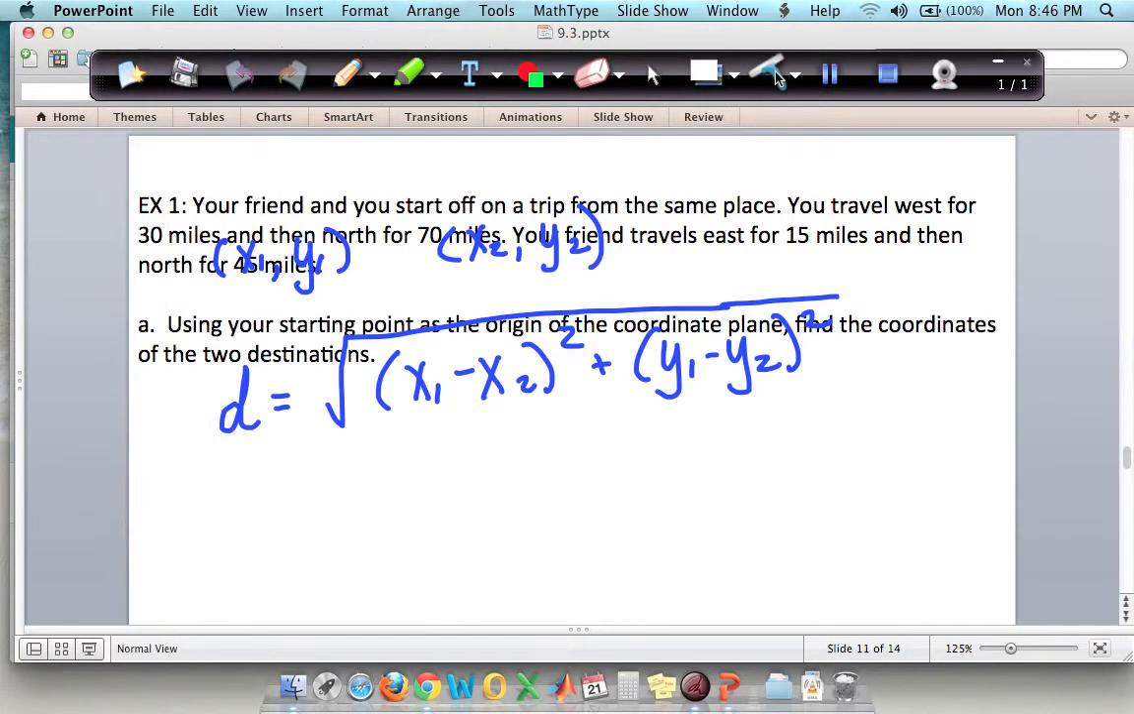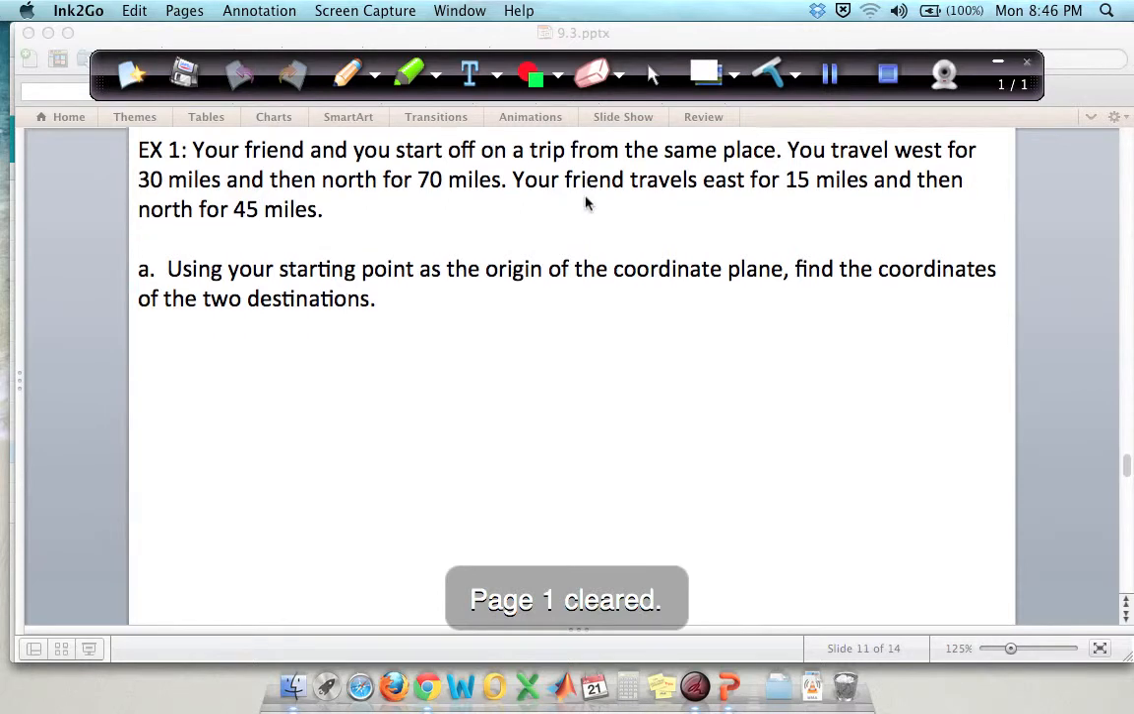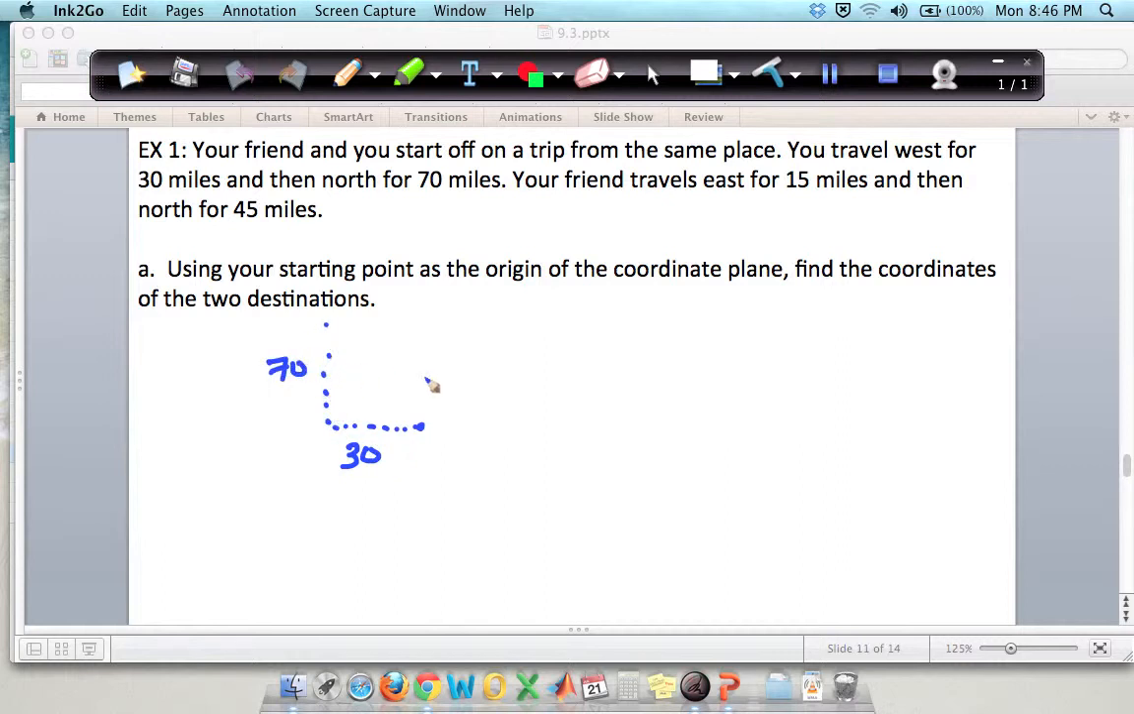Okay, so let's use this formula. First, we're just going to set up the problem. It says your friend and you start off on a trip from the same place. You travel west for 30 miles and then north for 70 miles. So this is you. You travel due west for 30, pretend like that's a straight line, and then due north for 70.